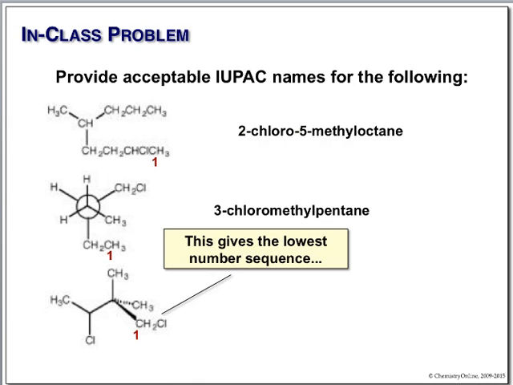We're going to have a 1, 3 dichloro. In carbon 2 here, we're going to have 2 methyl groups. So it's a 2,2 dimethyl. Just put all your pieces together. 1, 3 dichloro, 2,2 dimethyl, and our parent is butane.